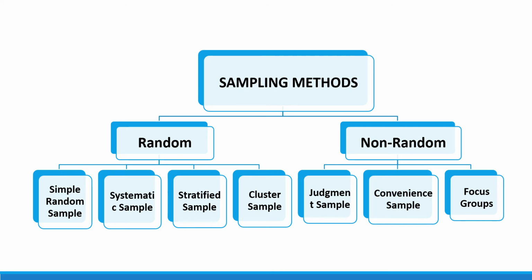The other type of sampling methods is non-random, and by its name there is some intention to select specific items inside the population. There are three ways to select non-random samples: judgment sample, convenience sample, and focus groups. In the following, I am going to explain each one of them in more detail.